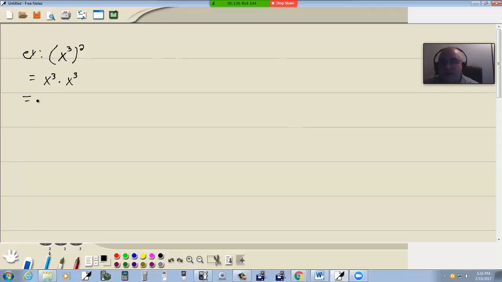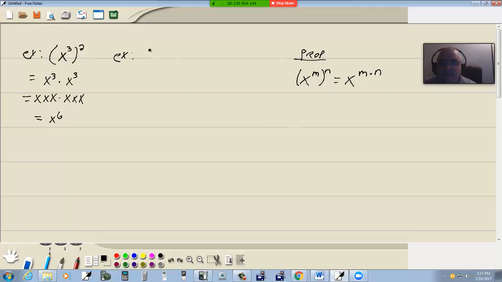Now x to the third means I've got 3 x's. X to the third here means I've got 3 x's. And you can see we have a total of 6 x's now. When you're raising one exponent to another exponent, you multiply them together. The way the property officially looks is if you have x to the m power raised to another power n, then you would multiply the exponents together.